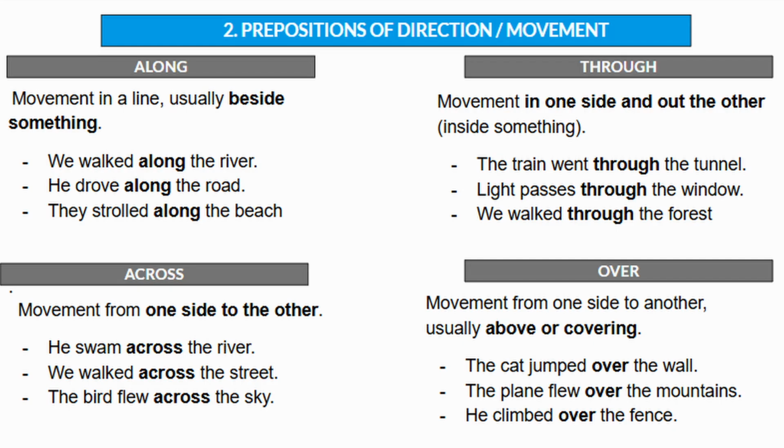Preposition of direction: over. Movement from one side to another, usually above or covering. The cat jumped over the wall. The plane flew over the mountains. He climbed over the fence.